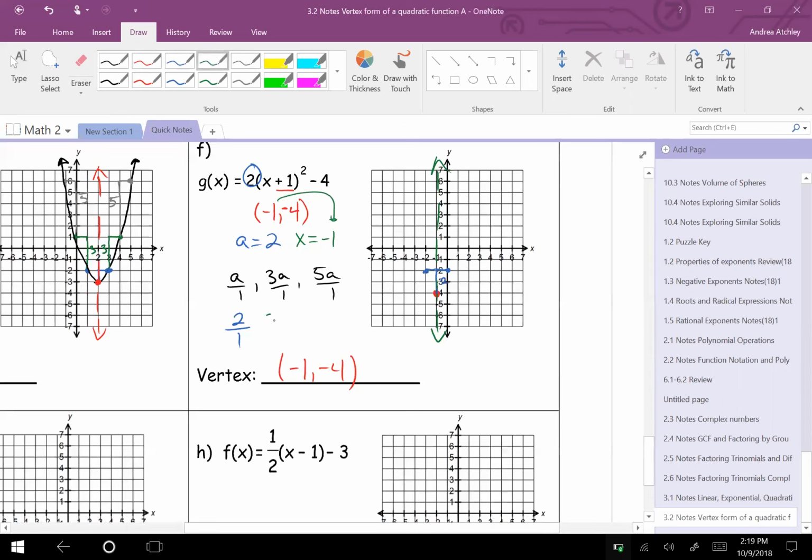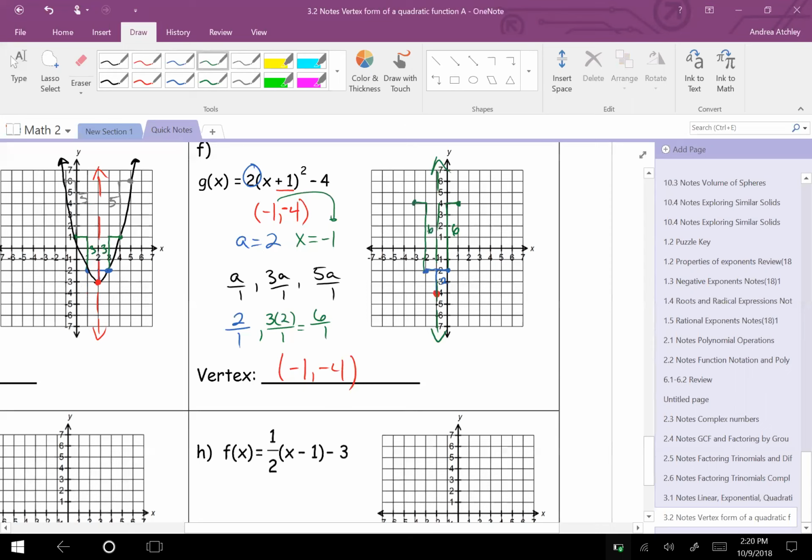Okay, next one is 3 times the 2 over 1. So it's 6 over 1. So from this point, I'm going to go up 1, 2, 3, 4, 5, 6 and to the right 1. From this point, I'm going to go up 1, 2, 3, 4, 5, 6, and over 1.